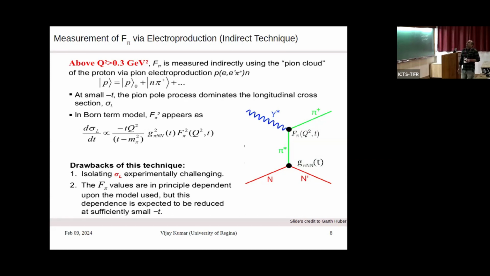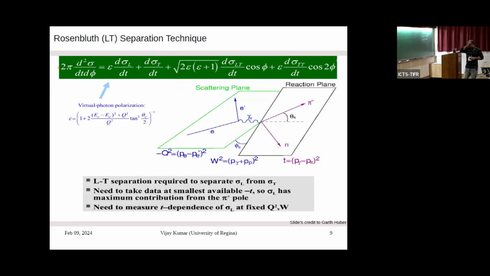Here this picture shows the coupling of virtual photons with these virtual pions inside the proton target, and then produce real pions. But the problem with the technique is that it is very challenging to separate the longitudinal cross section. In principle, this is an indirect technique. So this form factor is model dependent, but it is expected that if you go near to the pole, or sufficiently small t, then this dependence reduces. So then how to separate this longitudinal cross section to measure these form factors.